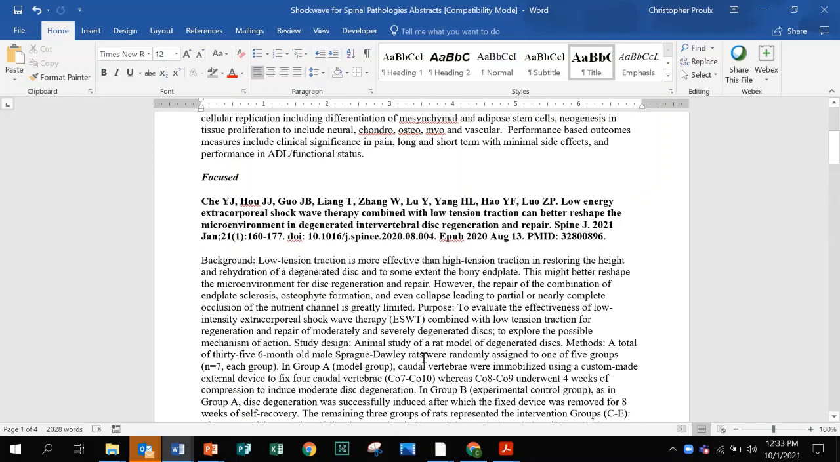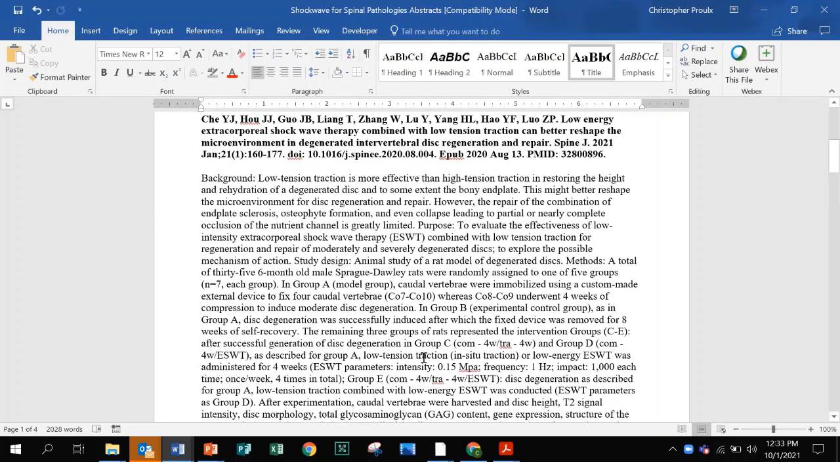So let's quickly just review this again. This is not comprehensive, but this is a particular study of interest to me because it uses two physical agents of a conservative nature. And I think it also really helps to outline what the environment potentially looks like. So this is combining shockwave, focused shockwave, along with a low tension spinal distraction or traction, as most people might call it. It is an animal model study.